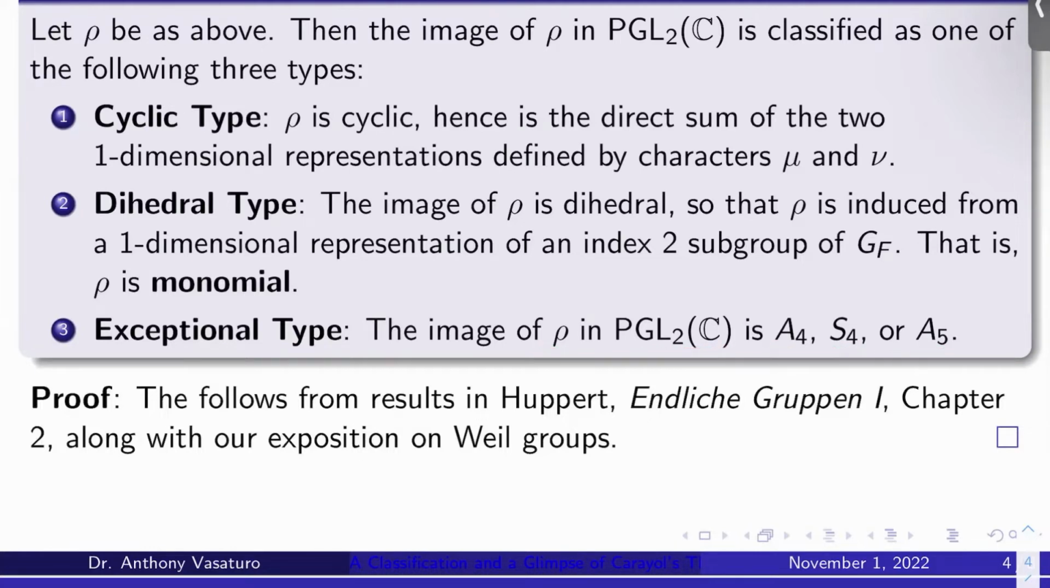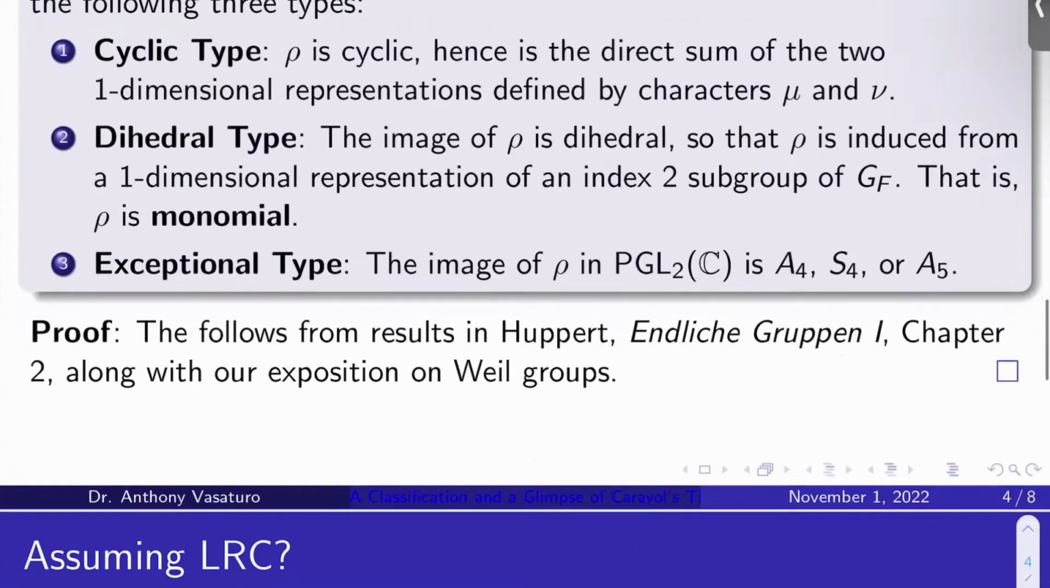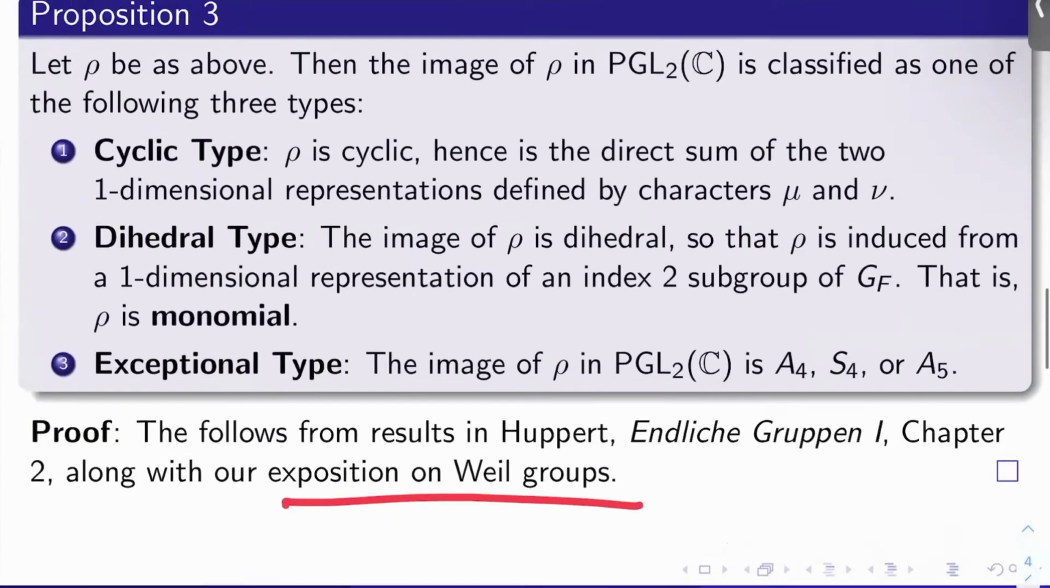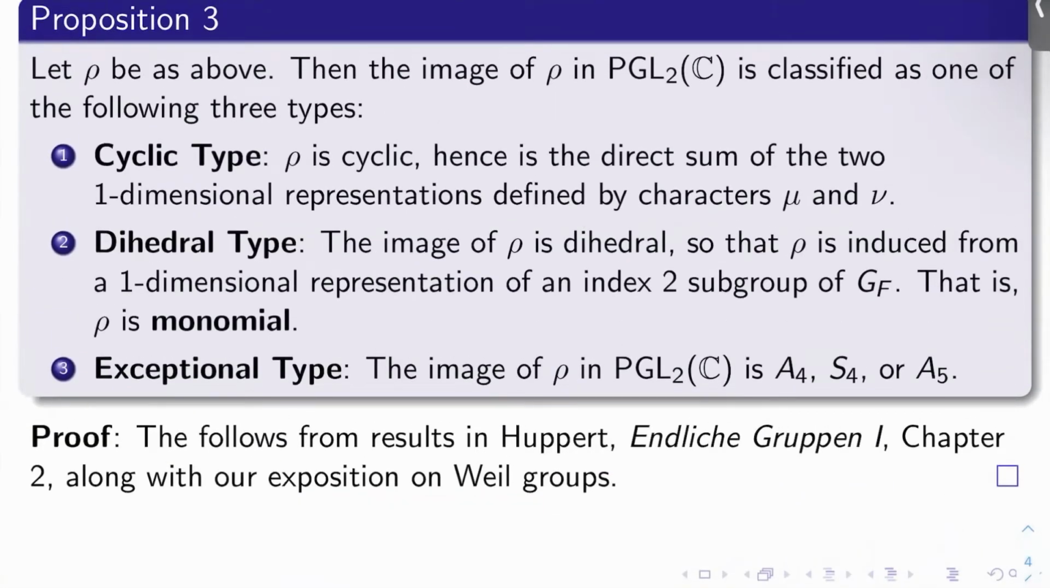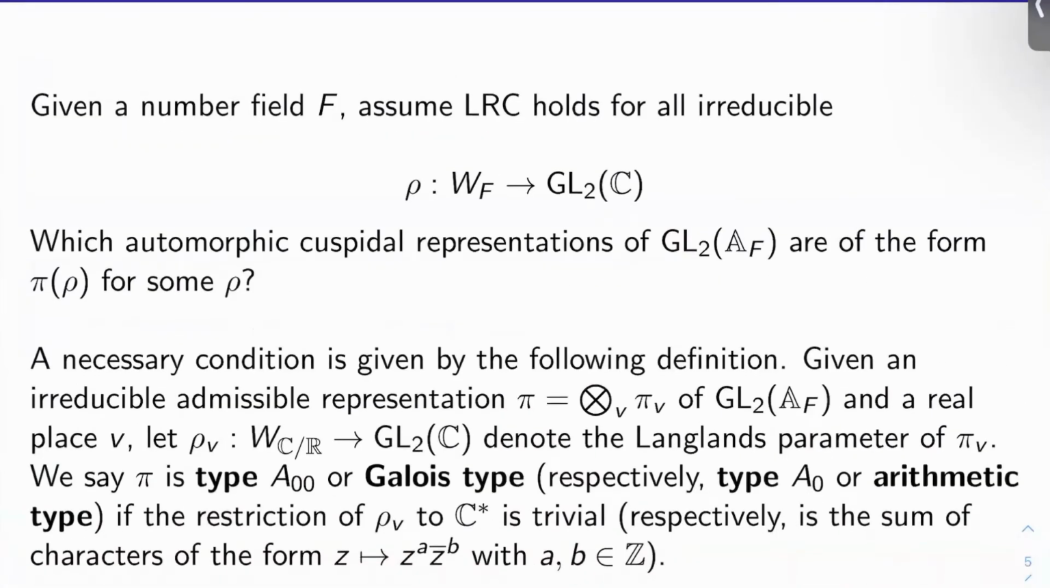The proof of this follows from results in Galois group chapter 2. Although the results there state all this for representations of Galois groups, if you combine the result there with our exposition on Weil groups, you see that you can do the same thing for representations on Weil groups, W sub F. Okay, so let's switch gears for just a second.